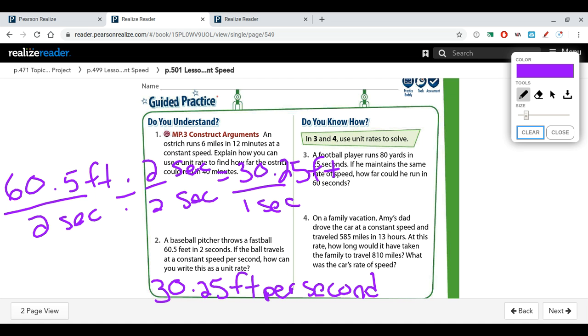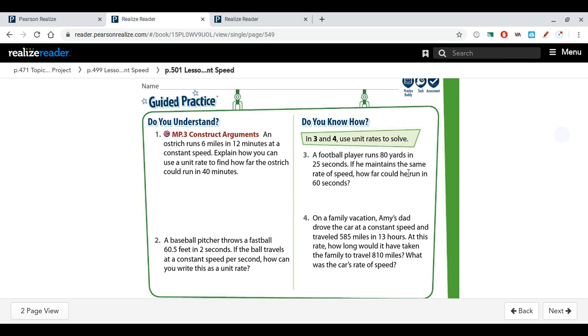All right. Take a look at number 3. So we're going to use unit rates to solve. A football player runs 80 yards in 25 seconds. If he maintains the same rate of speed, how far could he run in 60 seconds?